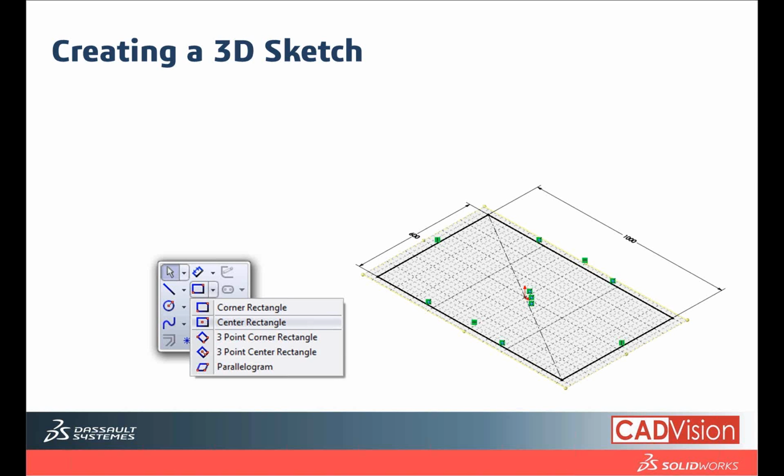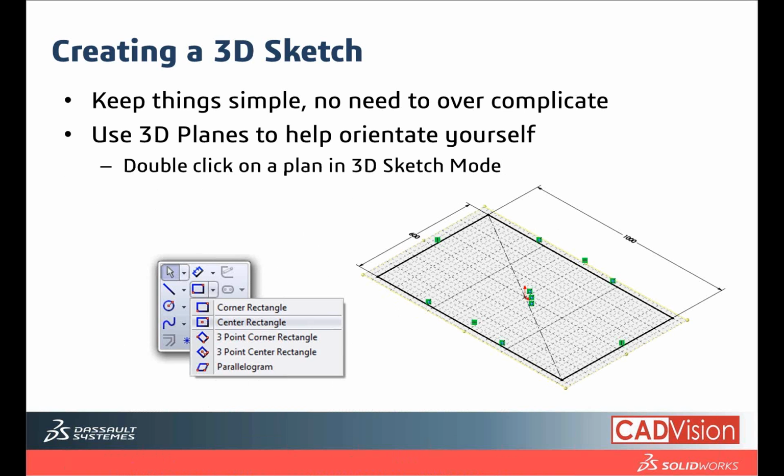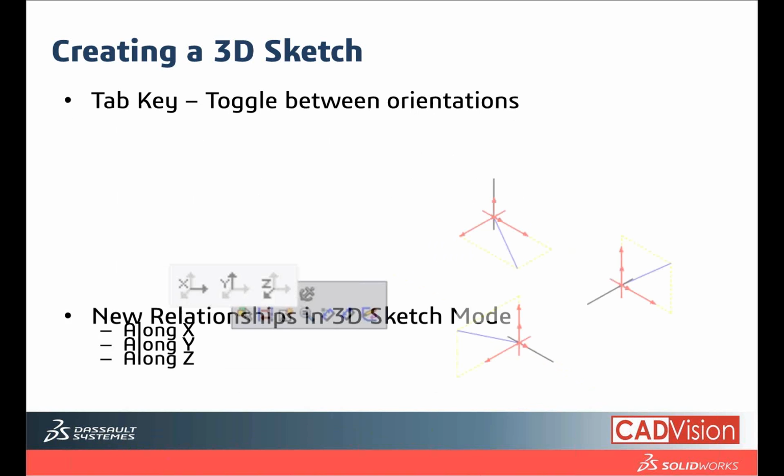So this 3D sketch plane works the same as the 2D sketch. It's like you are doing a 2D sketch in a 3D sketch environment. It's kind of complex, but I hope you understand what I mean. So we always want to make it simple in a 3D sketch. Utilize the 3D sketch planes to help you orient yourself, and use the tab key.